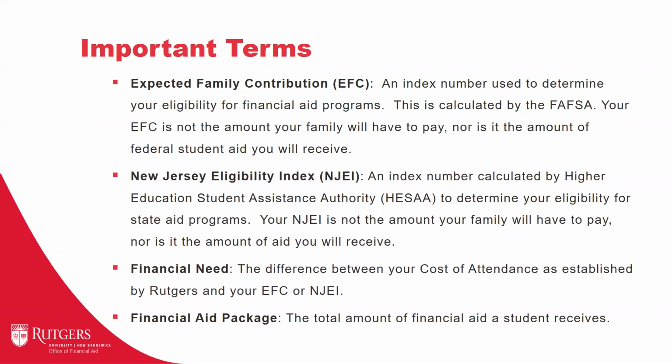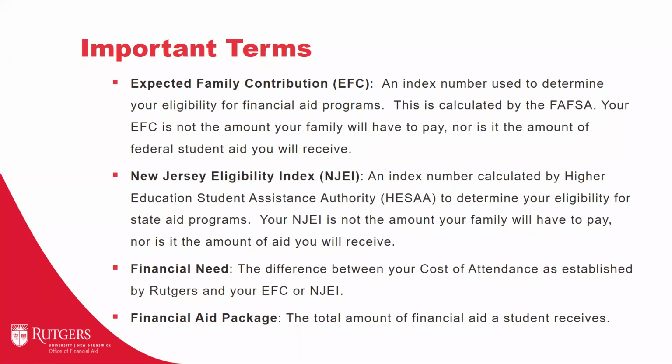And then the next is the New Jersey Eligibility Index number. Same thing as the EFC, it is not an amount that your family will have to pay, nor is it an amount of aid the student will receive, but it's a number that is used to determine eligibility for state aid. So it will let the student know if they are eligible for New Jersey state aid, and it's calculated by the Higher Education Student Assistance Authority.